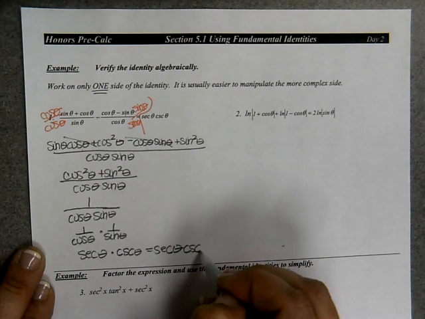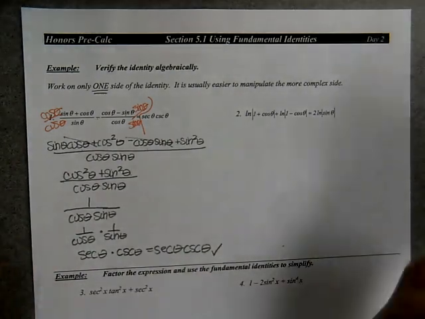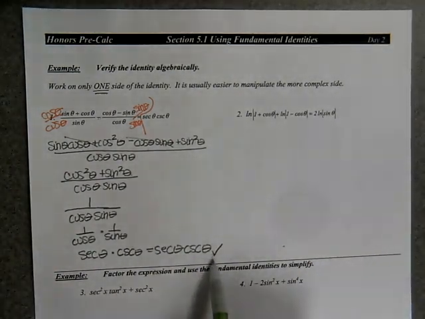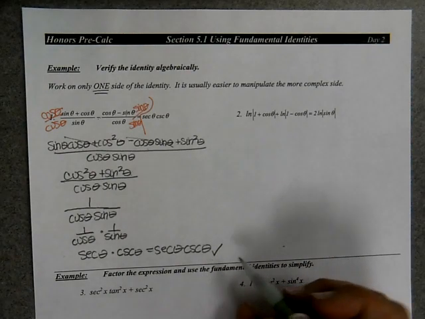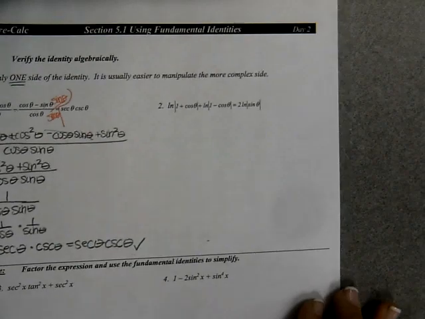So remember, the last statement should be that identity. And that, yes, we verified that that identity is true. Okay. Let's move on to number 2.